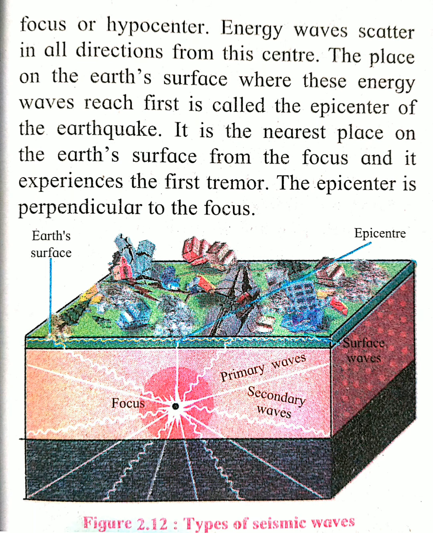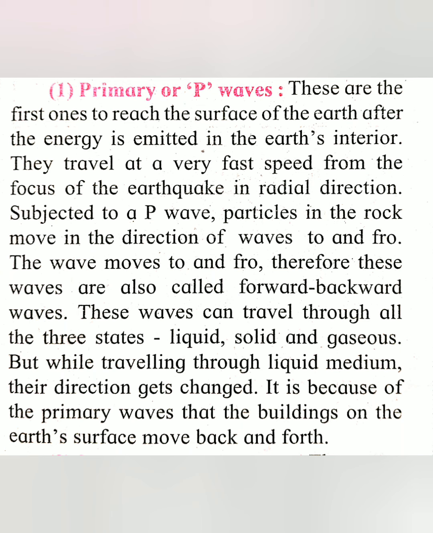Primary waves are the first to reach the surface of the earth after the energy is emitted in the earth's interior. So the first waves from the focus to the surface, the ones that reach first, are called P waves or the primary waves. They travel at a very fast speed from the focus of the earthquake in a radial direction.